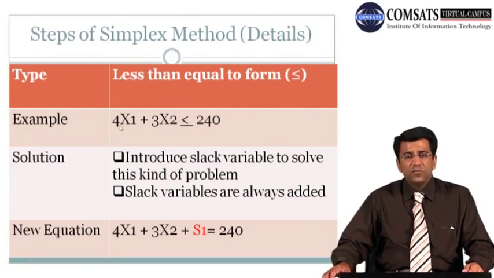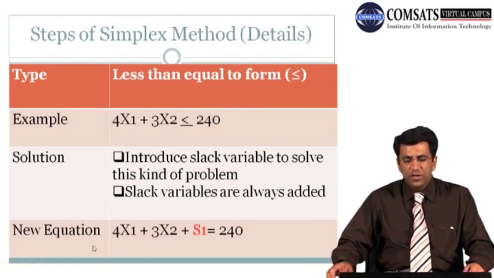We can have three types of constraints. If we have a less than or equal to form of inequality, then we'll introduce a slack variable. These slack variables are always added. So the point to be noted here is that if we have less than or equal to inequalities and we are solving linear programming problems by using the simplex method, we will introduce slack variables for this sort of inequality, and the slack variables are always added.